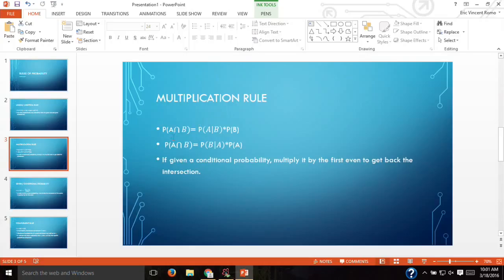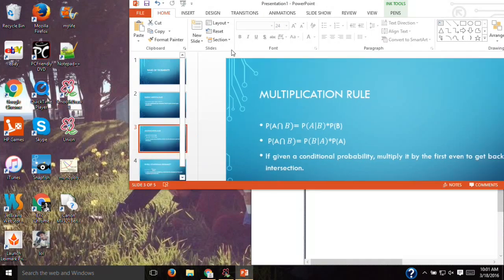So right here, I'm given this: the probability of A and B is equal to the probability of A given B multiplied by the probability of B. And vice versa, the probability of A and B is also equal to the probability of B given A multiplied by the probability of A. If I'm given a conditional probability, which are these two, multiply it by the first event to get back the intersection. So, let's go ahead and put this into practice.